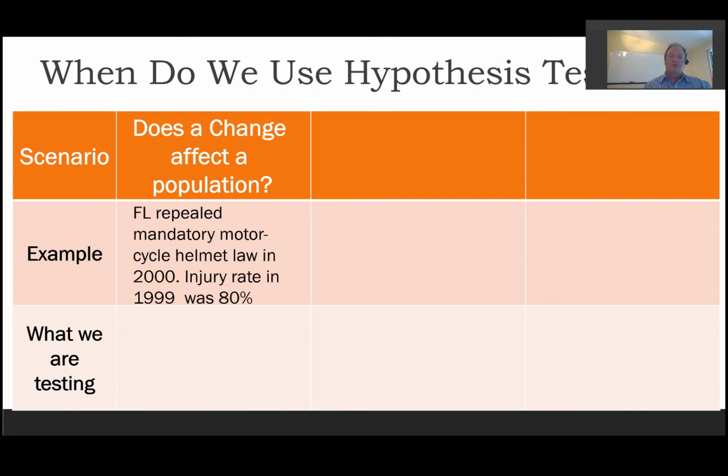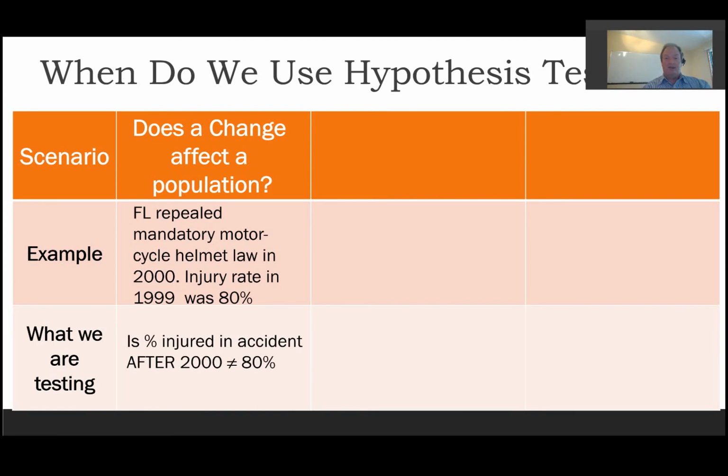We know that Florida repealed the mandatory helmet law for motorcyclists in 2000, and we're given the injury rate for 1999. And so the change that occurred was the law was repealed, and now we might be interested in seeing whether or not the percentage of people who were injured has changed also. So we could ask the question, is the percentage of motorcyclists that were injured in accidents after 2000, after the change, different than 80%?